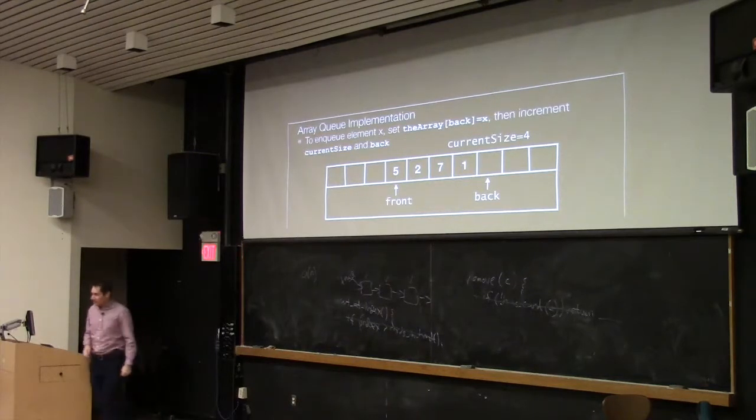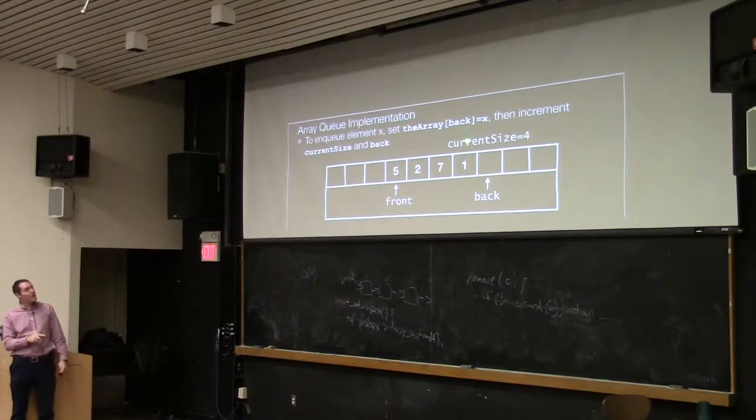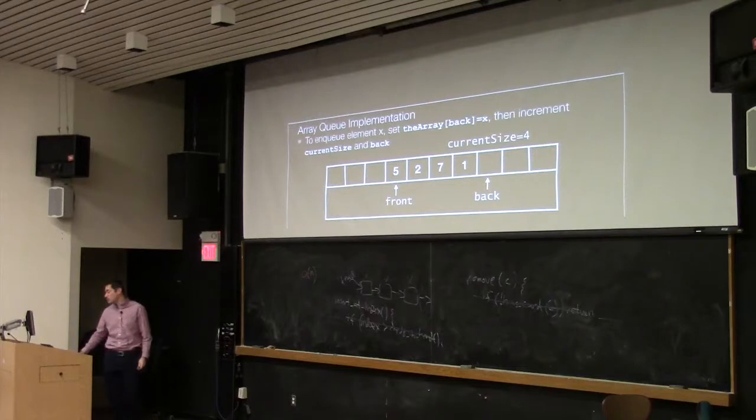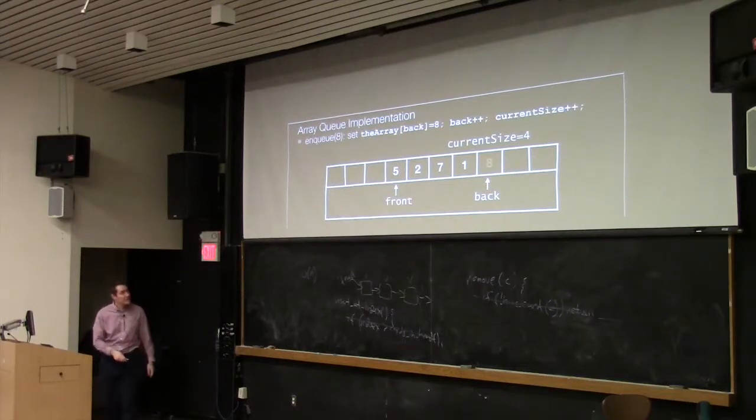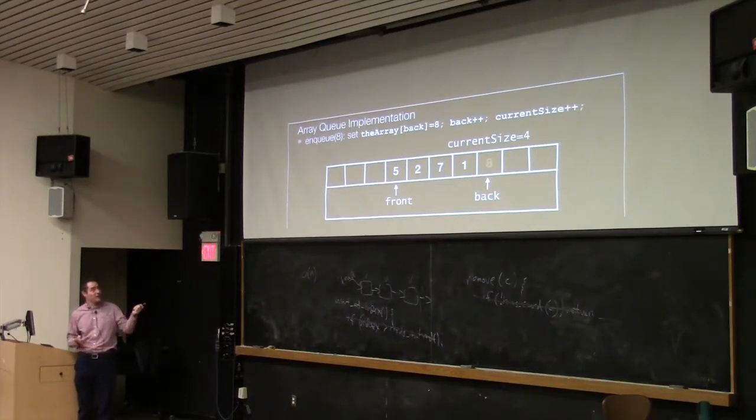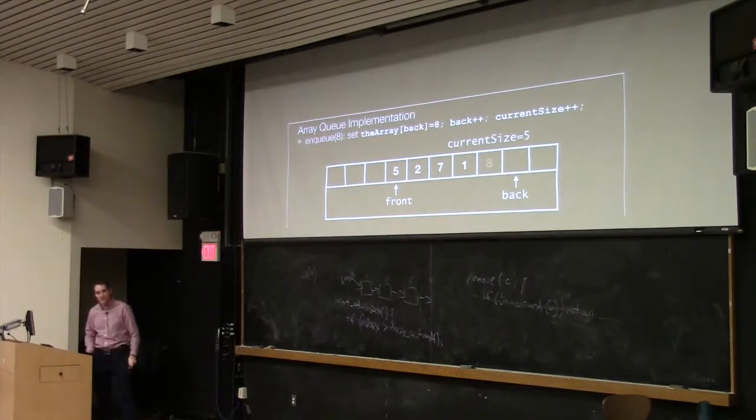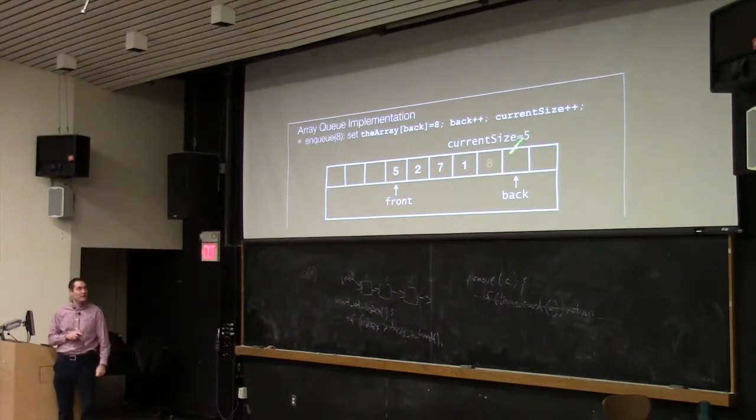To enqueue an element, it's not hard. You put it where back currently points, the index of back, and then you increment current size and you increment back. Back ends up here, the element ends up here, and current size ends up one more. So after an insertion of 8, for instance, the first thing we do is set 8 at the position in the array that back is at, and then we simply increment back and increment the current size. This is not hard. Yes?